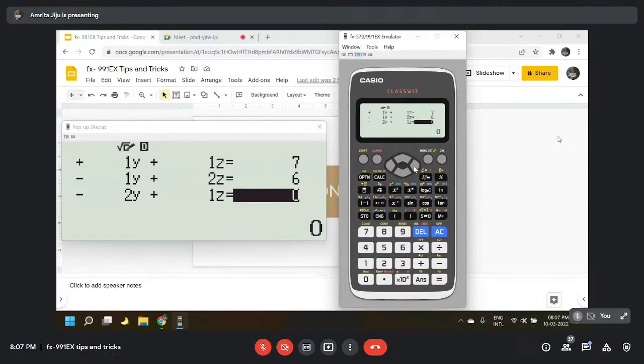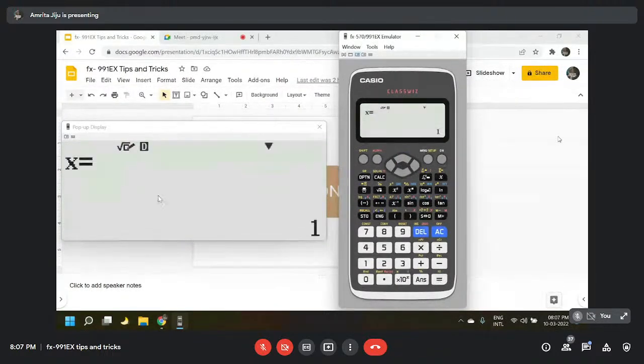And when you hit equal to, it will display the first value, that is x value, x is equal to 1. Now, when you hit equal one more time, you will get the value of y, and you hit equal to one more time, you get the value of z. So that's how you solve the thing.